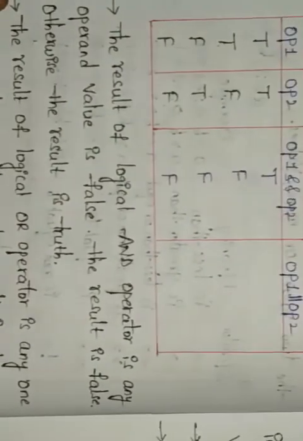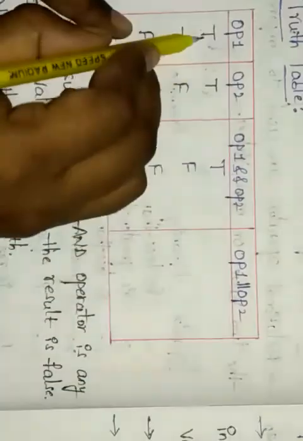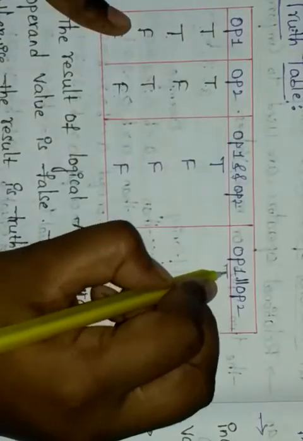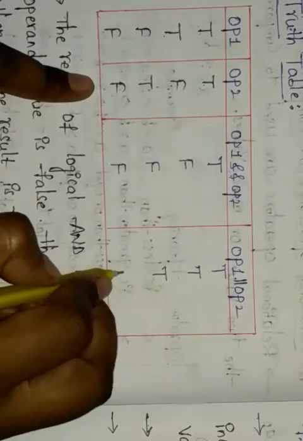Let's check how it will be. True and true: yes, it will be true. True and false: at least only one is true, right? So here we have one true, so it makes the true value. And next, false and true. Yes, here also we have one true, so it makes the true value. False and false: these two are false. Here we don't have at least one true statement, right? So then it makes the false statement. Like this we can perform.